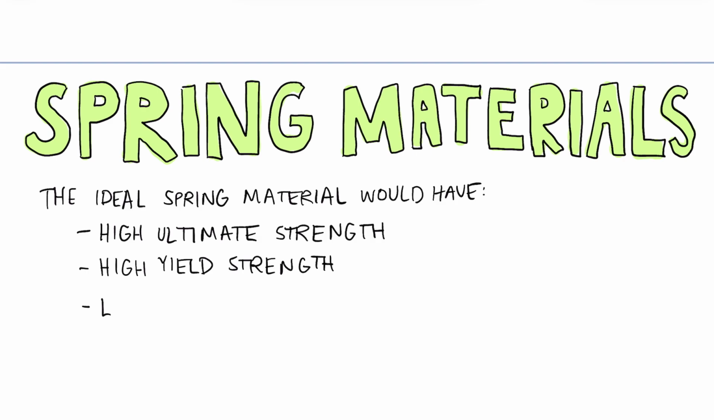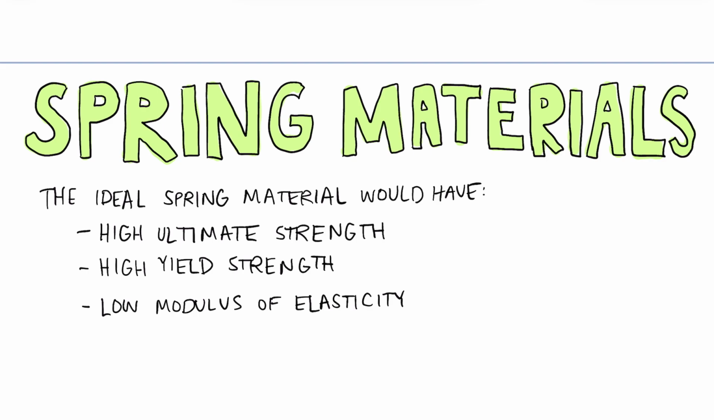And a low modulus of elasticity. Because remember, our goal with a spring is to have a lot of deformation, to absorb a lot of energy that way. And so we want to have a low modulus of elasticity so that we can get lots of deformation. There are many different spring materials.